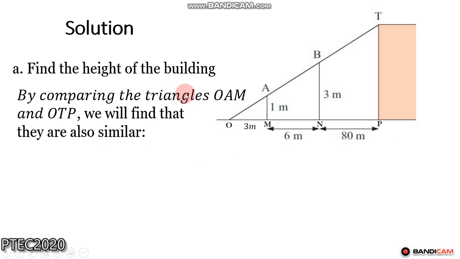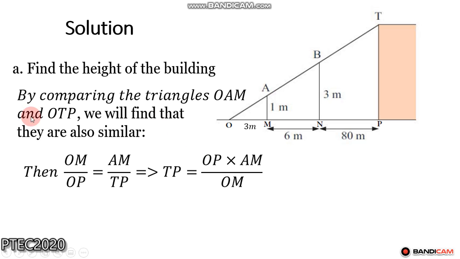So when the two triangles are similar, then the corresponding sides are in proportion, such as OM here, over the corresponding side of OM, which will be OP, is equal to AM over TP. AM and TP are also called the corresponding sides. So as I stated earlier, we can find TP by multiplying OP and AM, divided by OM.